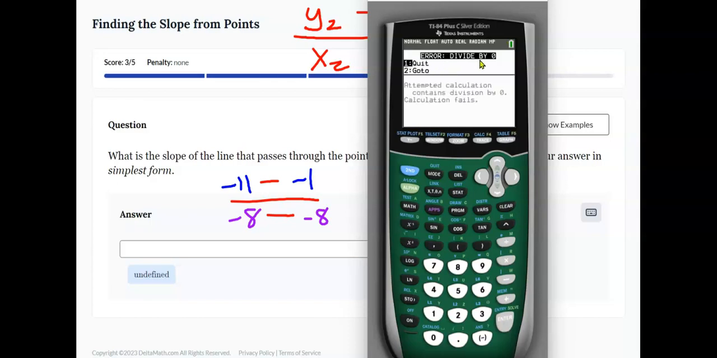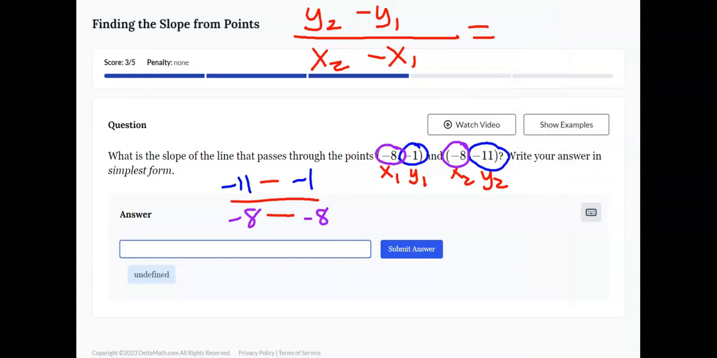I get an error message. Now mine looks pretty fancy. Yours might just say error. But the reason for that is because -11 minus -1 is -10, but -8, take away -8 is 0. And anytime your fraction has a 0 in it somewhere, you have one of those special slopes.